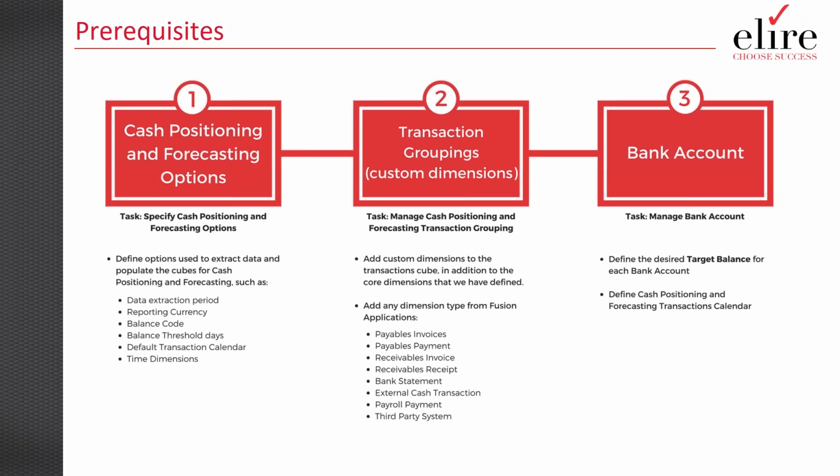Then we set up our transaction groupings, and this adds a custom dimension to the transaction cube, in addition to the core dimensions we've already defined. Here we can add the dimensions and sources from Oracle Cloud. And lastly, bank accounts must be set up and assigned a target balance so the cash forecast and position can manage liquidity effectively. The bank also must have a defined cash positioning and forecasting transactions calendar.